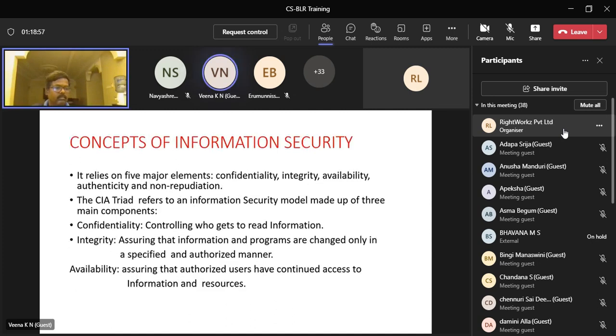The concepts which are used in information security: there are 5 major elements, that is confidentiality, integrity, availability, authenticity, and non-repudiation. The CIA triad refers to an information security model made up of 3 main components: confidentiality, integrity, availability. Confidentiality means controlling who gets to read information. Integrity is key to assure that information and programs are changed only in a specified and authorized manner. Availability is used for assuring that authorized users have continued access to information and resources. These are the concepts of information security.